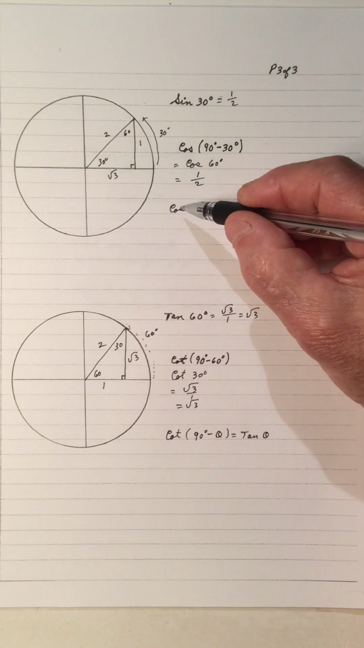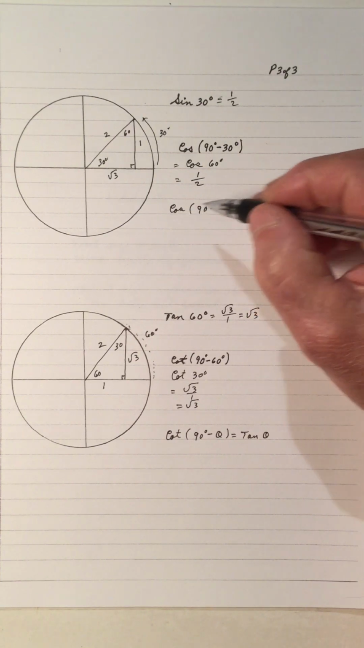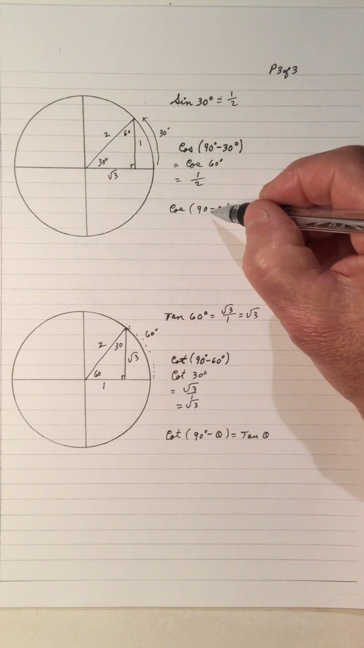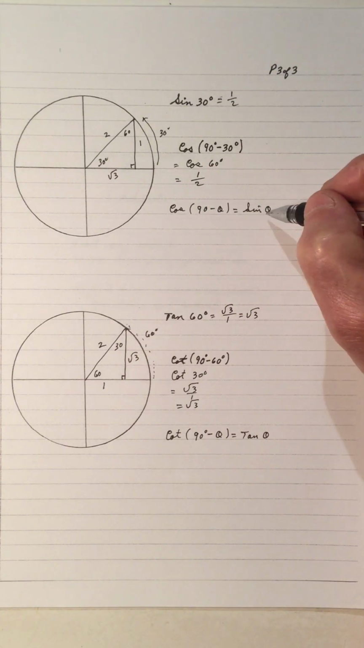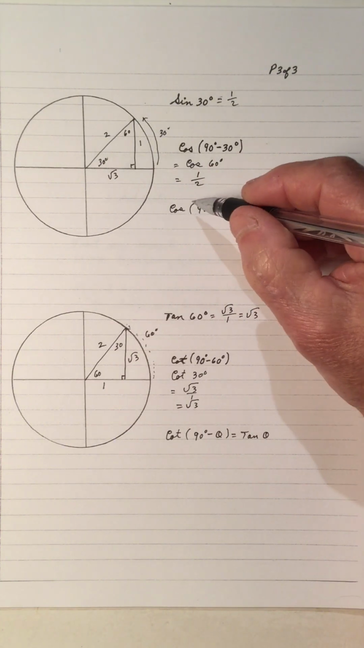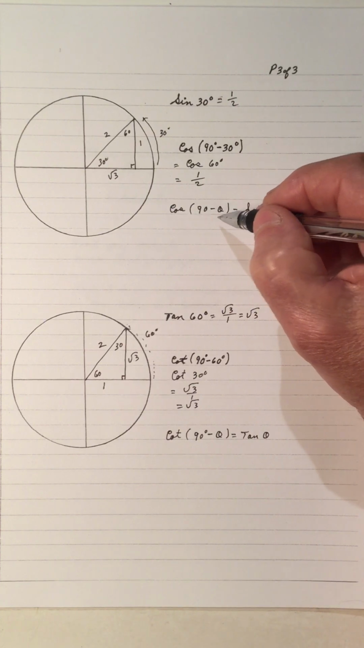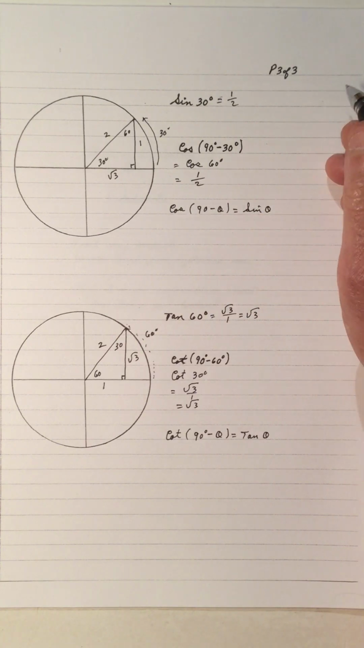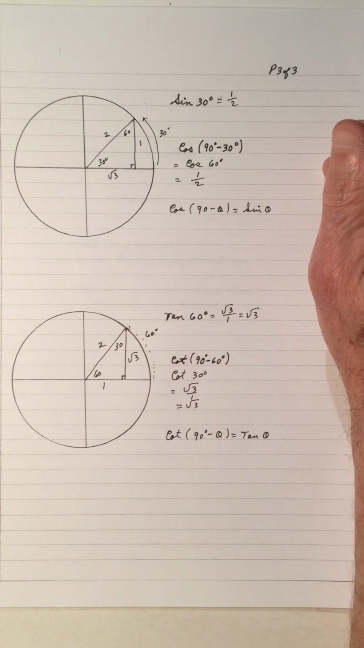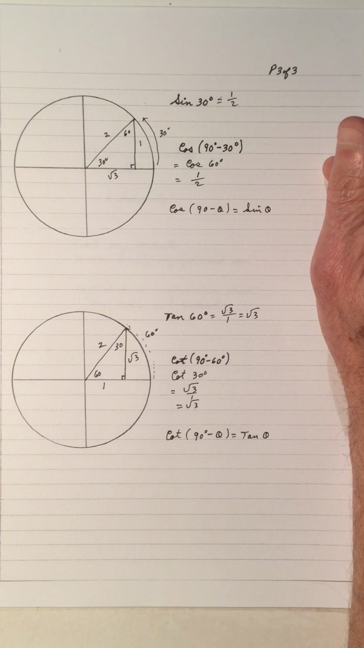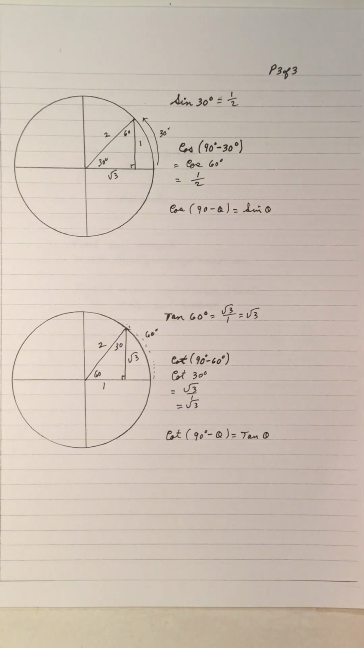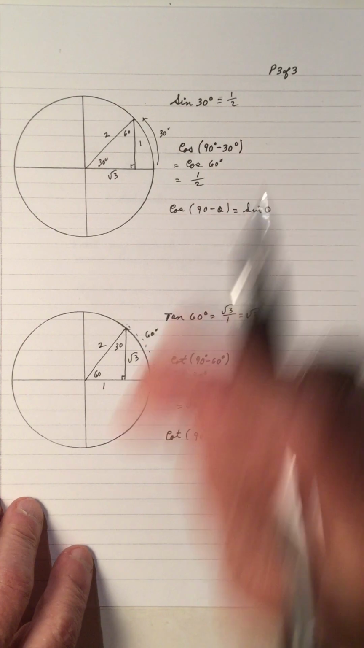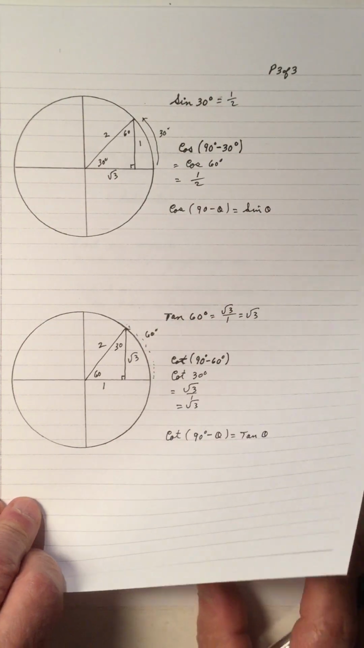And again, sine and cos are complementary angles. These angles are complementary: 90 minus theta and theta add up to 90. So the cos of 90 minus theta is the sine of theta. Going through 90 minus theta, complementary, sine gives you cos, tan gives you cot, and cosecant gives you secant, in relation to the angle theta.